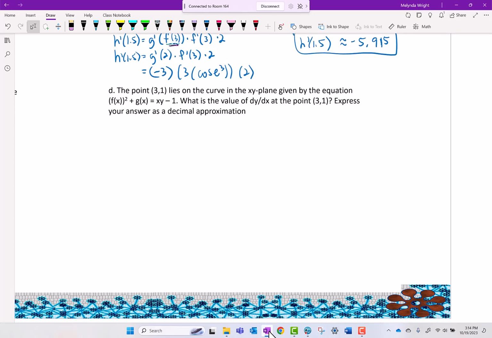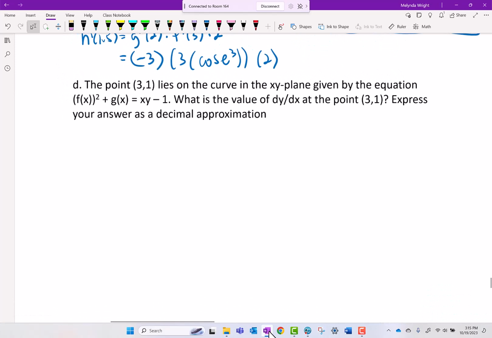The point (3,1) lies on the curve in the xy plane given by the equation, oh, they gave us another equation, yippee. What is the value of dy/dx at (3,1)? Okay, another decimal approximation. So we've got to do the derivative. What am I doing? I'm going to do the derivative of this side, and the derivative of this side, because that's what it wants us to do.